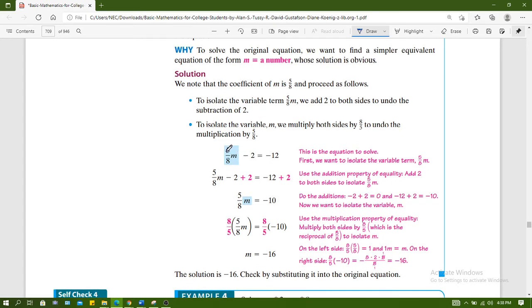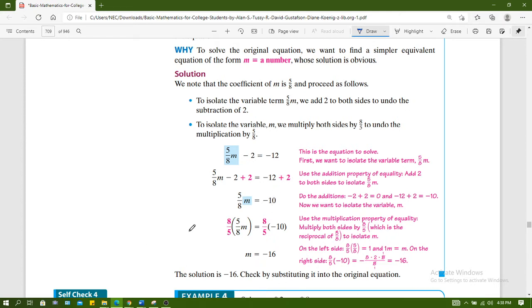Now we have 5 over 8 m minus 2. So we need to clean up first the numerals. So here, because the operator is minus, you need to add, using the addition property of equality. You need to add 2 from the left side to the right side. So what remains on the left side is 5 over 8 m, and here negative 12 plus 2 is negative 10.